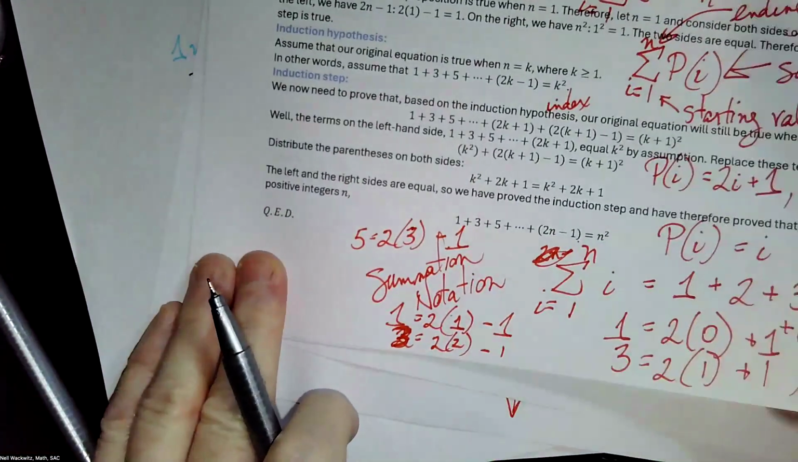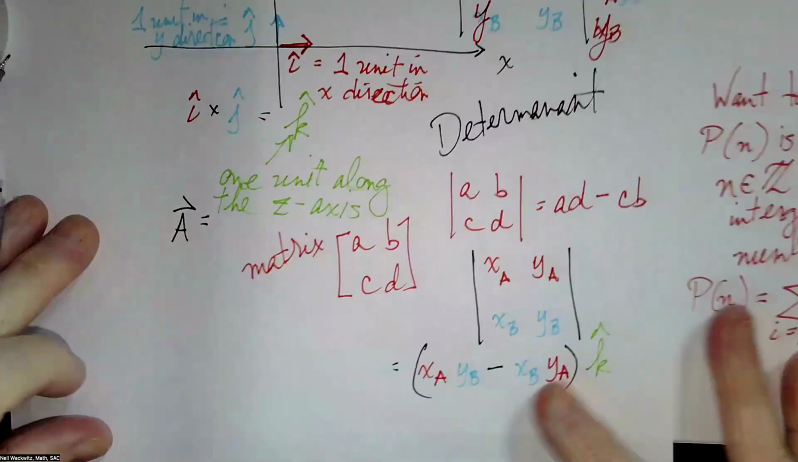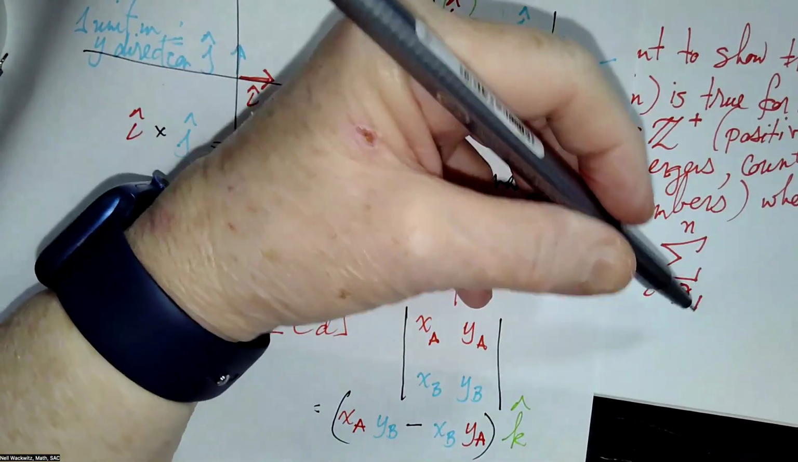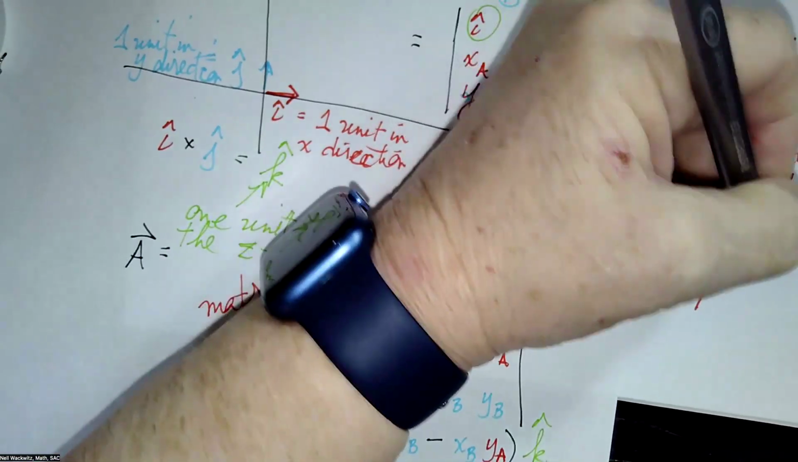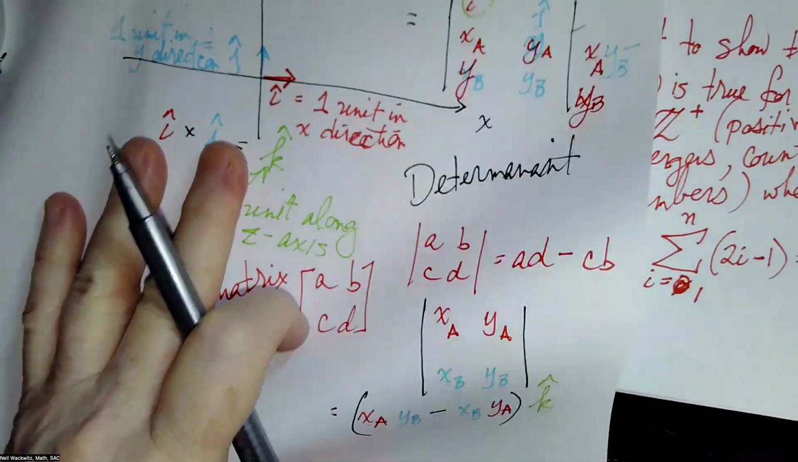So now we can write our statement as starting at 1 rather than 0. And we want to show that the sum as i goes from 1 to n of 2i minus 1. We want to show that's equal to n squared.